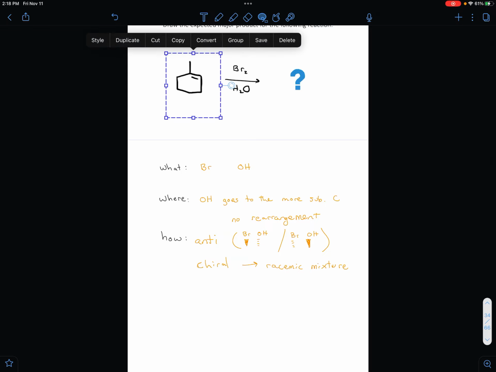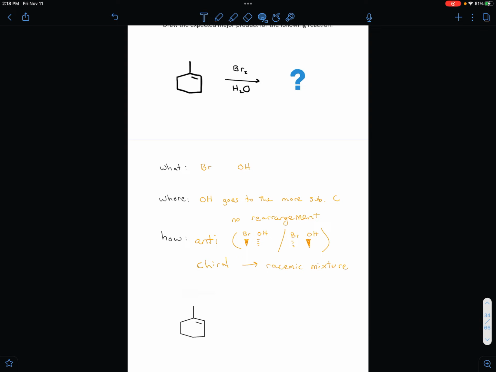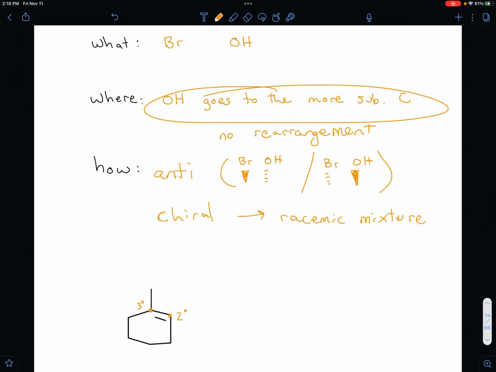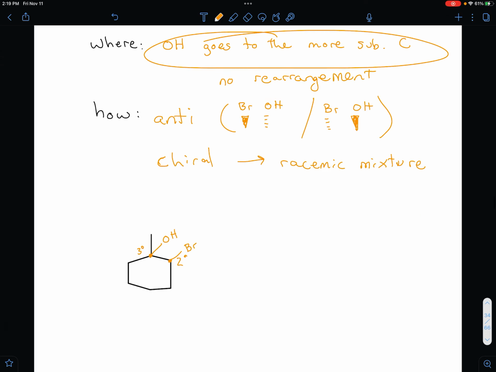So we can take this molecule now, and we'll look at the two carbons in the double bond. The one on the left is tertiary, the one on the right is secondary. So the OH is going to go to the more substituted carbon. That's the tertiary one, here. We're going to erase that double bond. We're going to use those electrons to attach things in the mechanism, so the double bond won't stay there. And then the bromine will go on the other position.